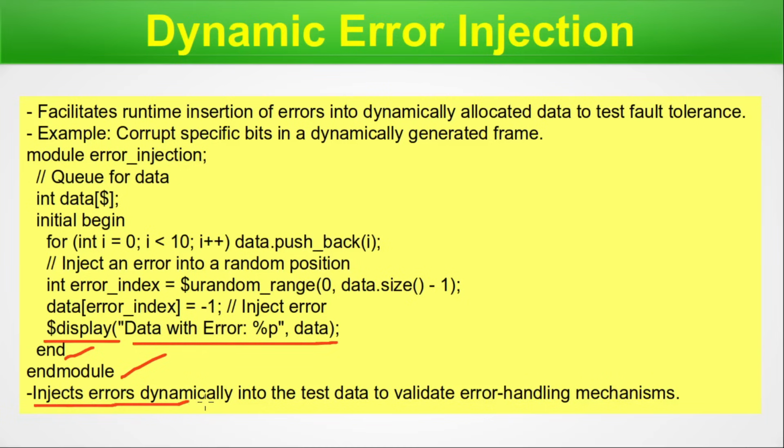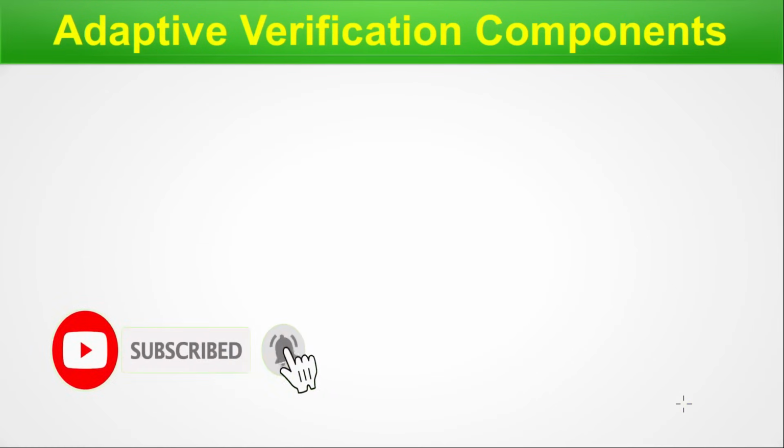This injects errors dynamically into the test data to validate error handling mechanisms. This provides a realistic way to validate how systems respond to corrupted or faulty data. We are done here with this particular slide, so let's move on. Adaptive verification components.